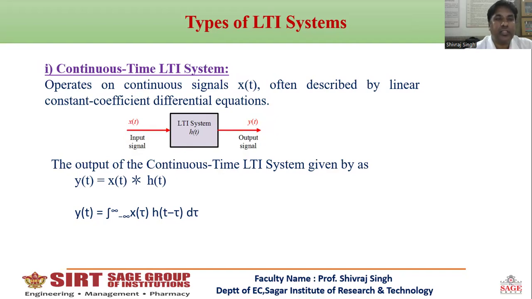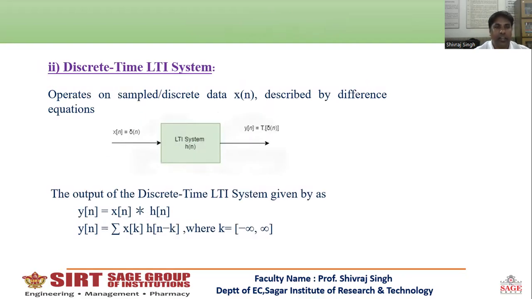Continuous LTI systems operate on the continuous-time signal x(t), often described by linear constant coefficient differential equations. In this block diagram, we can show the input signal, the output signal, and this block represents the LTI system, that is h(t). The output of the continuous LTI system is given by the mathematical expression y(t) equals the convolution of x(t) and h(t). So y(t) equals the integral from minus infinity to plus infinity of x(tau) h(t minus tau) d tau. Next one, discrete-time LTI system.